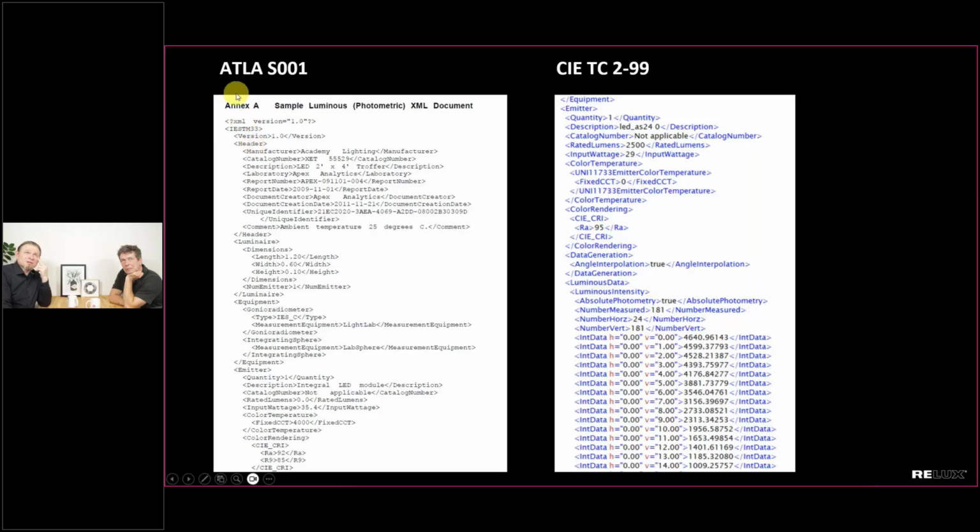One is this one here, ATLAS001. This is a photometric file format created by Ian Ashton, a lighting expert in Canada, in America, and he has died, sadly. But he created this file format based on IES. So it's the philosophy of an IES file, but in a new shell with XML.